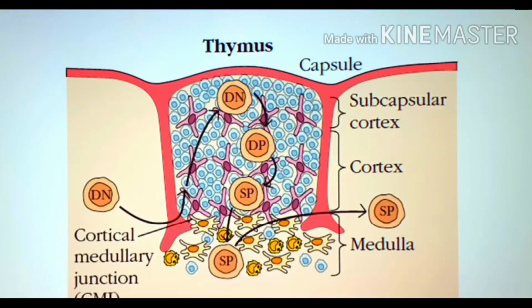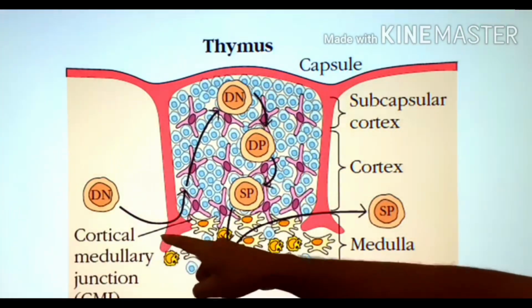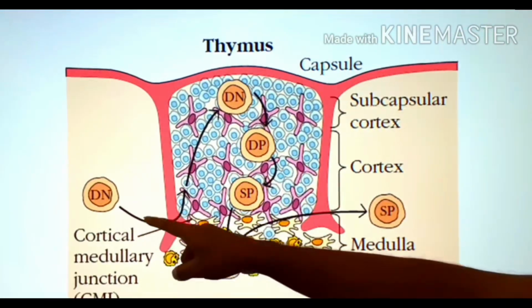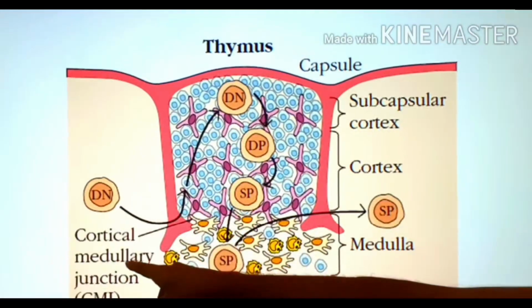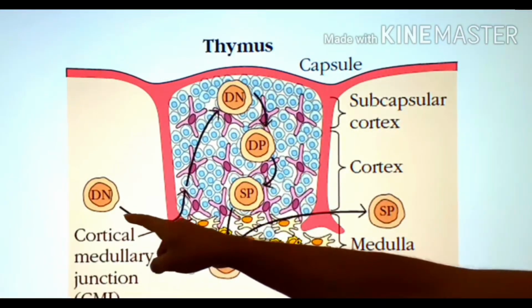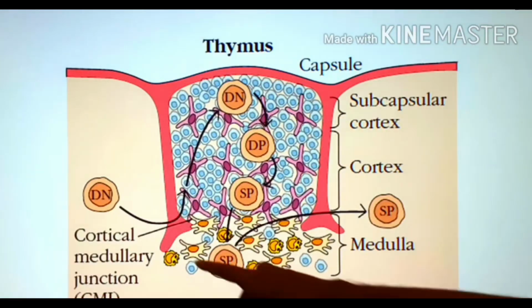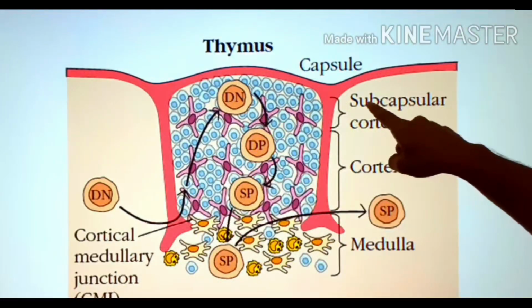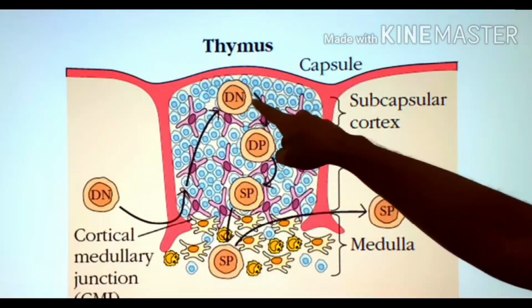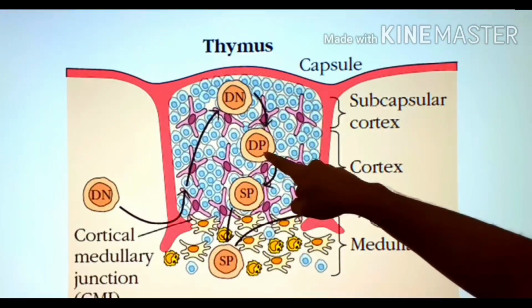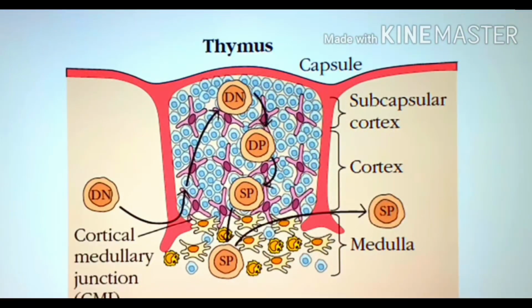As I have mentioned that the final development of T cells occurs in the thymus, so you can see a precursor cell, T cell precursor called double negative precursor T cell, enter into the thymus from cortical medullary junction called CMJ. So the precursor of T cell called double negative means this cell does not express either CD4 or CD8. So these cells go into the subcapsular cortex. Here it proliferates, and after double negative the cell becomes double positive. It means this cell starts to express both CD4 and CD8.